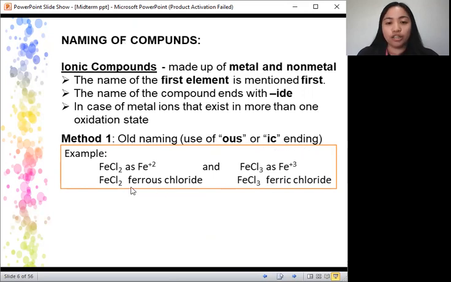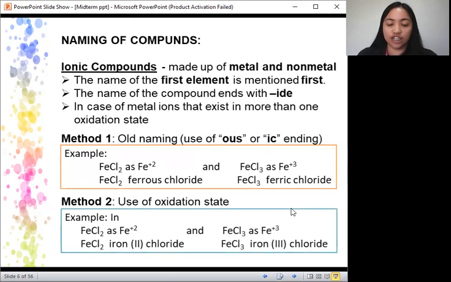For example, FeCl2 and FeCl3. For FeCl2, you know that the iron here has a positive 2 oxidation state, so it is named ferrous chloride. While in FeCl3, the iron has a positive 3 oxidation state. That is why it is named ferric chloride. As you can see, the lower oxidation state has the OUS suffix, while the higher oxidation state has the IC suffix. The next method is the use of the oxidation state.